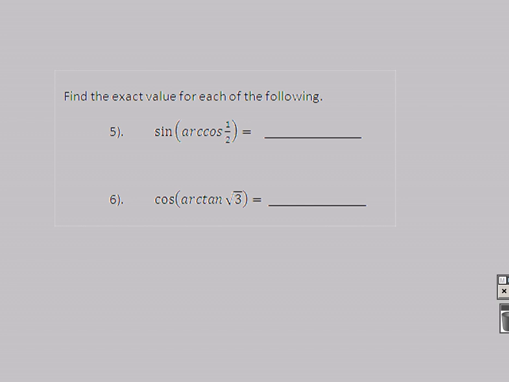Alright, the next one is just 2 steps to this process here. First, arc cosine of 1/2. Well, we just did that. It's 60 degrees and 300 degrees. So now what we want to do is take sine of 60 and sine of 300.